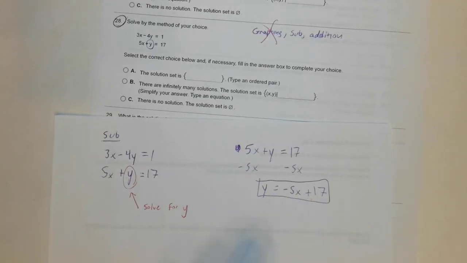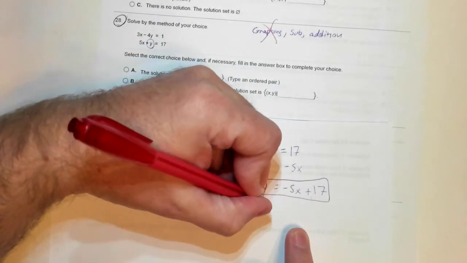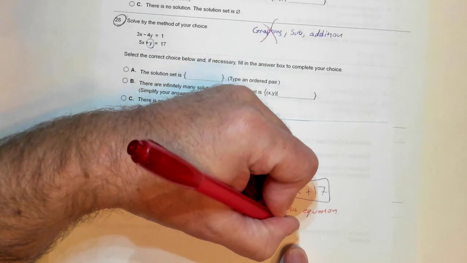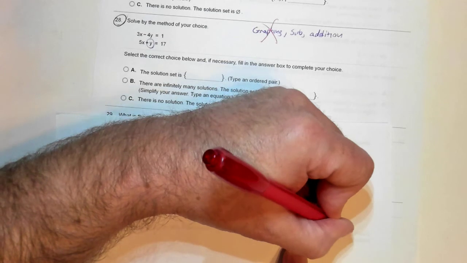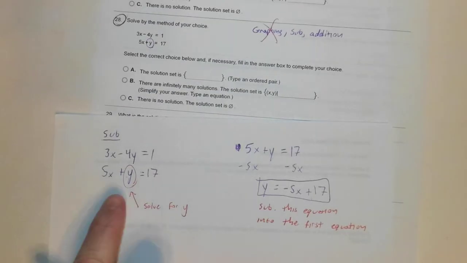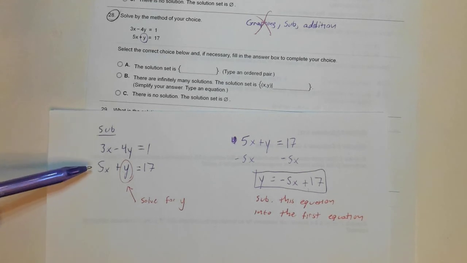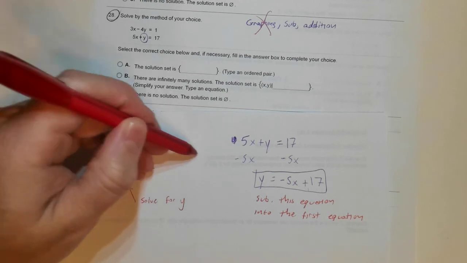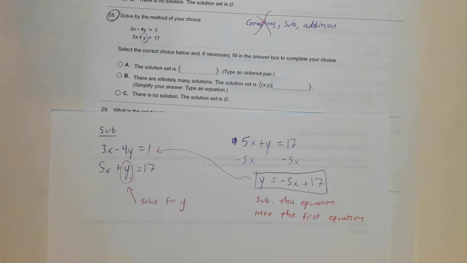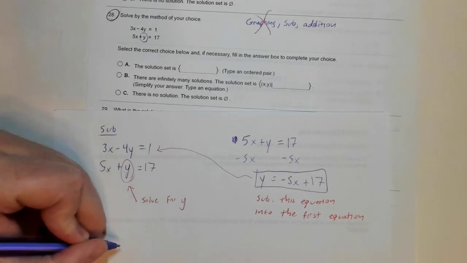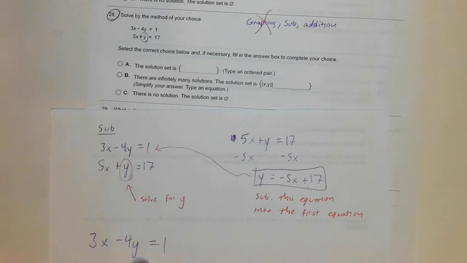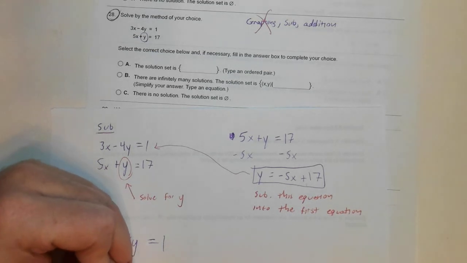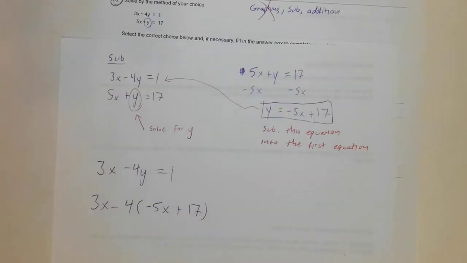Doesn't matter. Now, once I have that, I'm going to substitute this equation into the first equation. If you solve for a variable in one equation, when you substitute, it has to go into the other equation or you have done nothing. Okay? So 3x minus 4y is 1. We're about to plug that y in. If we do this correctly, we will end up with an equation with just one variable.